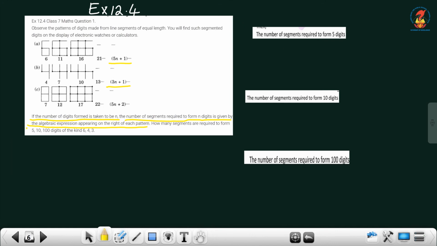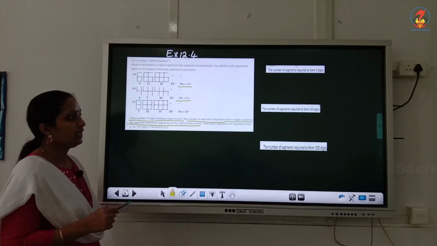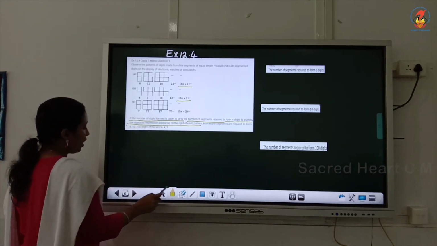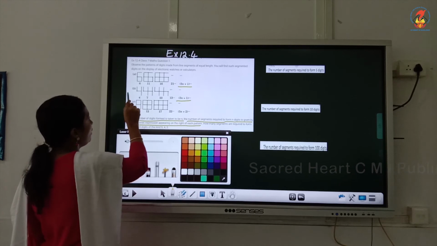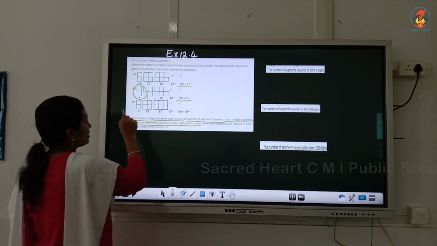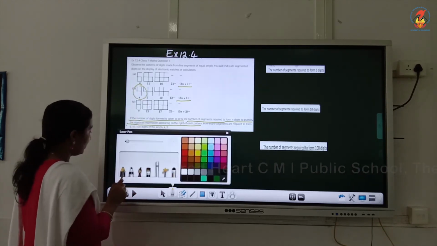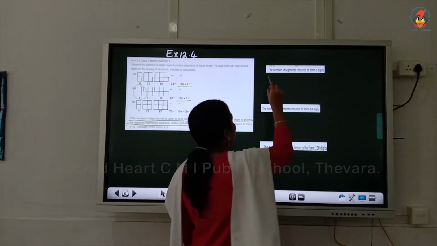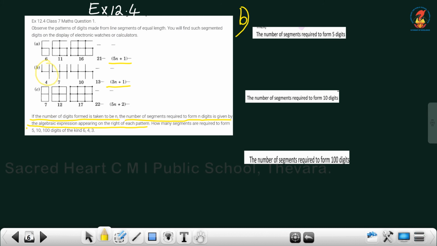In the second question also, you have to find how many line segments are required to form 5 digits of this pattern. So how will we find the answer? What is the formula given here? 3n plus 1. That means question number B, 3n plus 1.